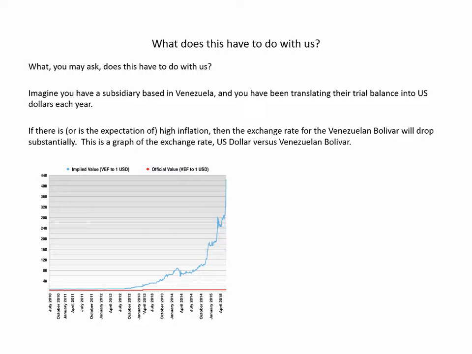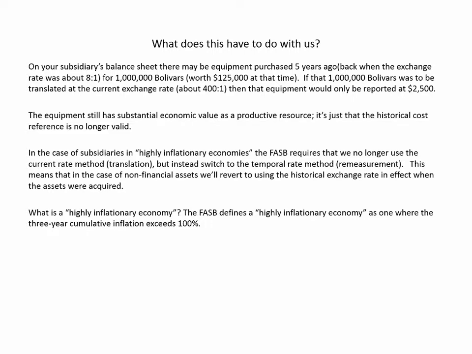In any event, what do we do if we've got a subsidiary in a highly inflationary economy? Now, on this year's subsidiary's balance sheet, there may be equipment purchased 5 years ago, back when the exchange rate was about 8 to 1, that was bought for 1,000,000 bolivars. And at that time, that was worth about $125,000. Now, that asset is still a valuable economic resource, still producing whatever it is that it produces.